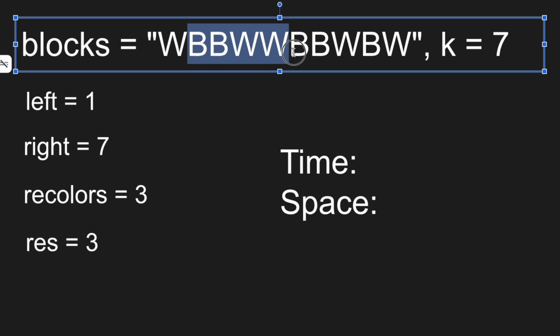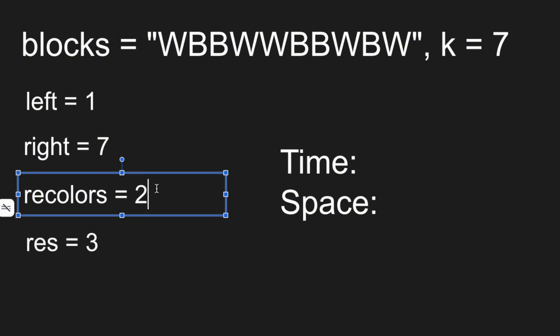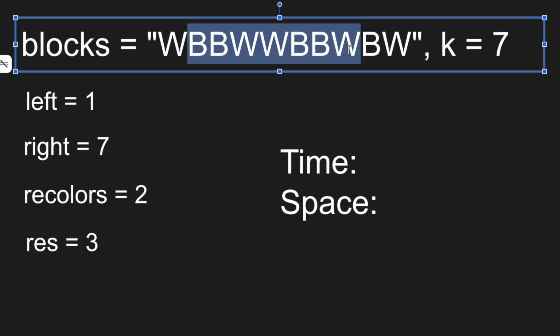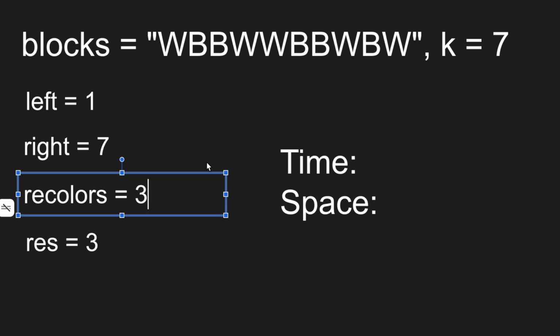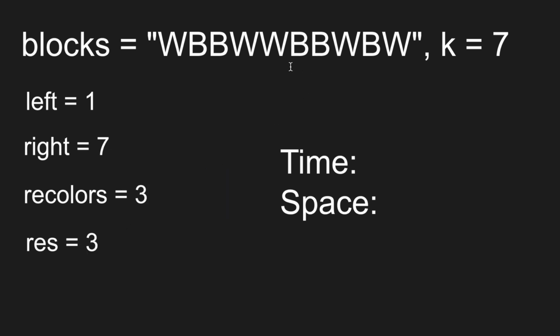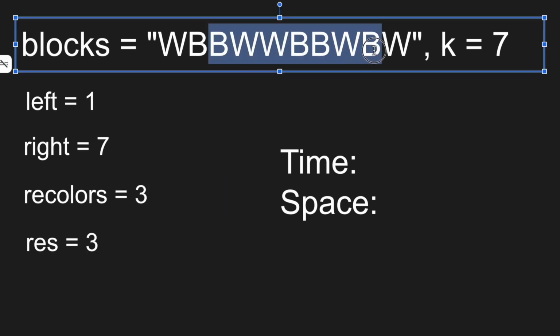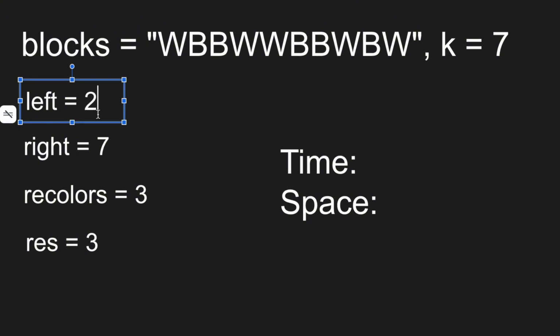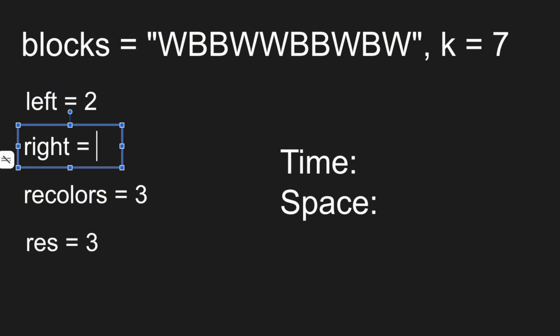So as we can see, we have moved away from the left with a W. So we need to decrement the recolors to 2. But once we are here, we reach another W. So we increment the recolors again to 3. So if we update the result, it's still 3. Then we move over to this window, which would be left is 2 and right is 8. And the minimum recolors is 3, so the result is still 3.